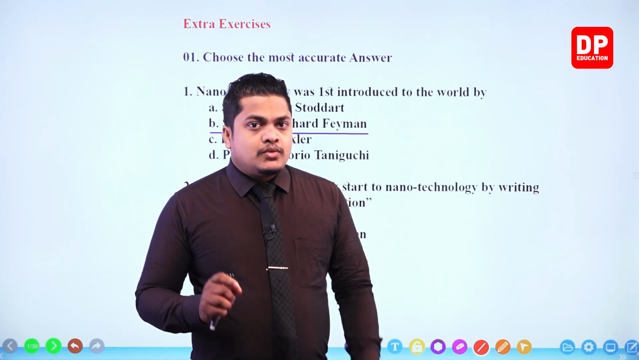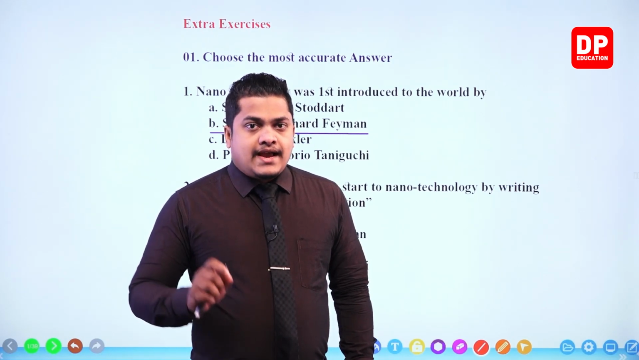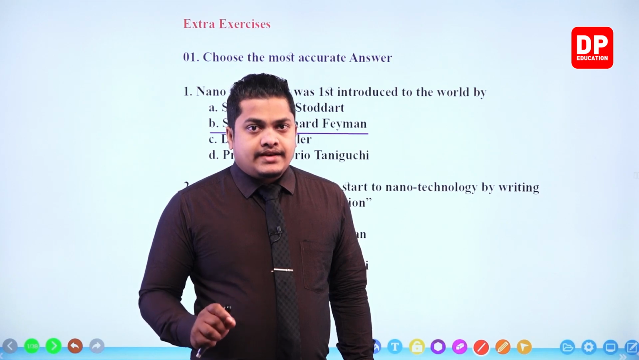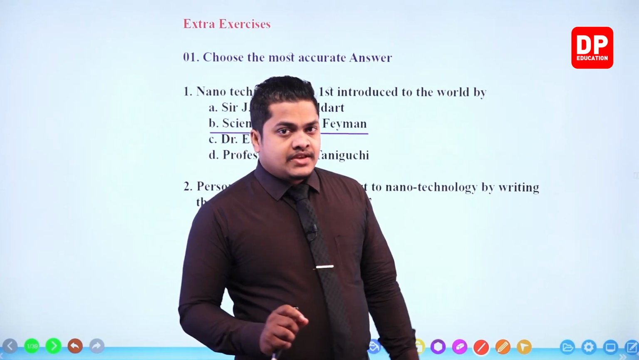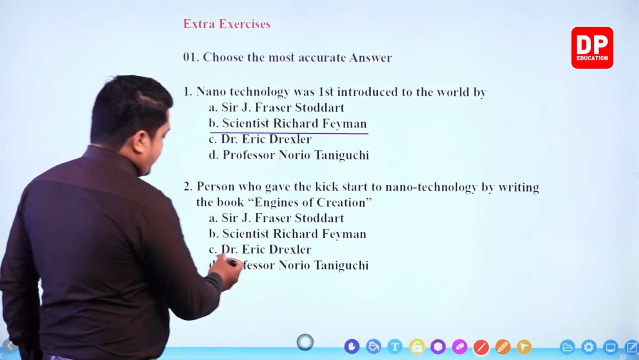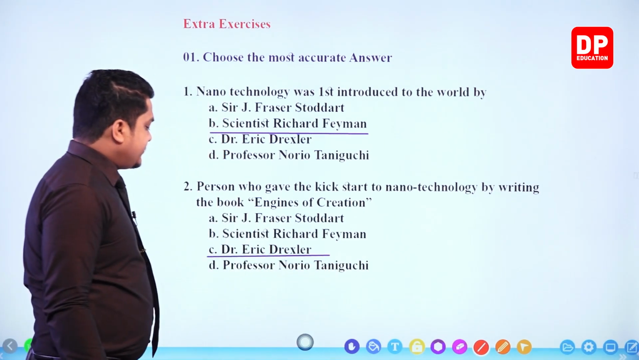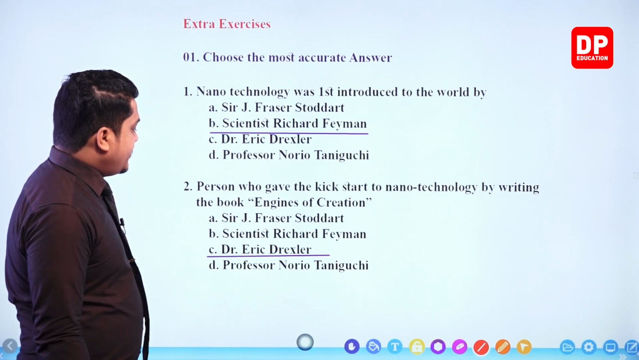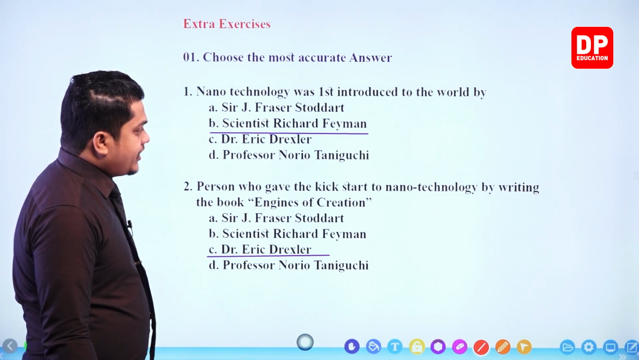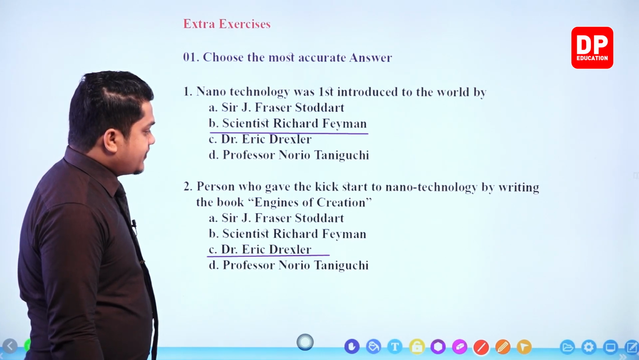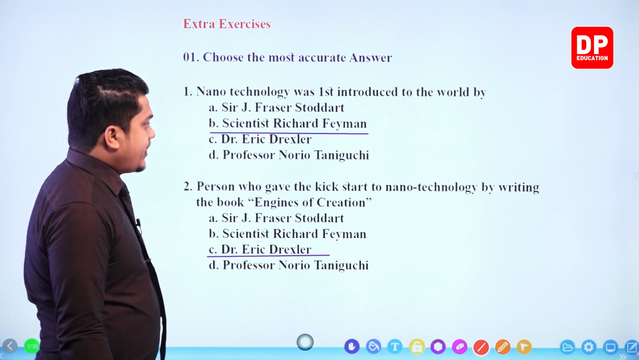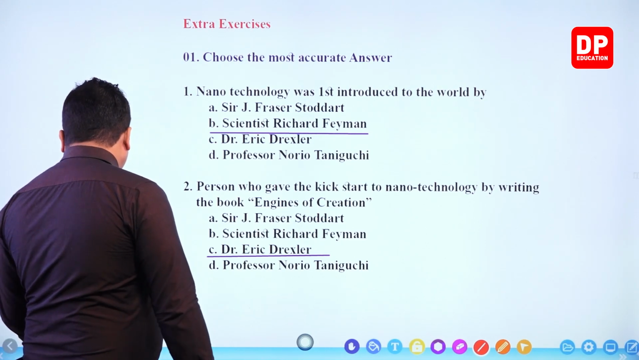So, the person who wrote this book and gave a kickstart to the nanotechnology field is Dr. Eric Drexler. So, let's go for the answer, Dr. Eric Drexler. Yes, you can identify it in here. So, the third response should be the answer, right? So, the person who gave the kickstart to nanotechnology by writing the book Engines of Creation was Dr. Eric Drexler, right? Then, question number 3.